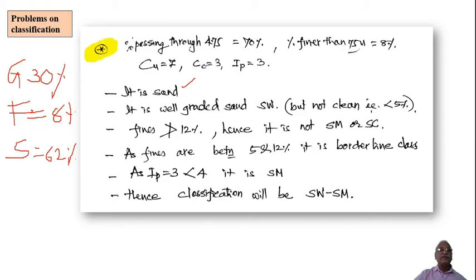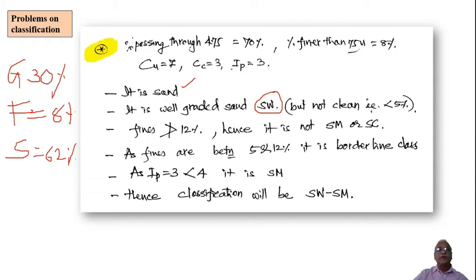They have given CU and CC, so CU is more than 6 for sand, and CC is between 1 and 3. Obviously it is well graded, so it is a well graded sand. SW would be the classification symbol. Okay, but the percentage of fines is 8%, right? More than 5%. That's why it is not just SW. It has got a mixture of silt or clay also.